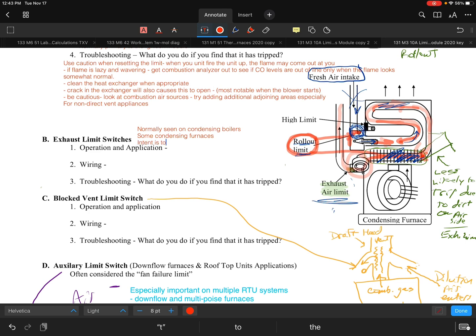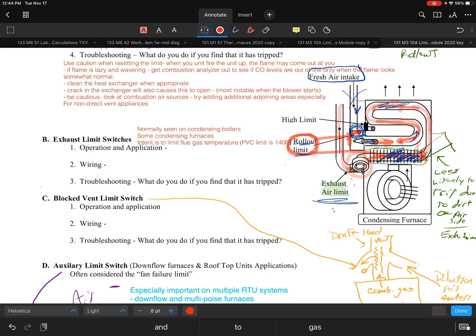You got to look at its location, where it is, and where they're typically seen. Its intent is to limit the flue gas temp. That is really the intent. It's to limit the flue gas temp so that you don't put too much heat in those vent pipes, is primarily the reason for it. Now you might say, well, why would that be even needed?